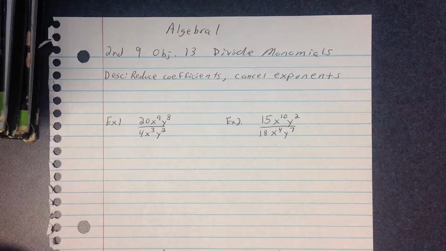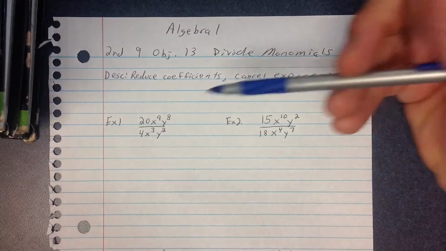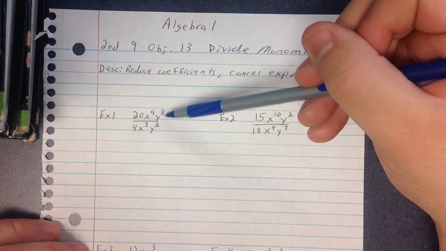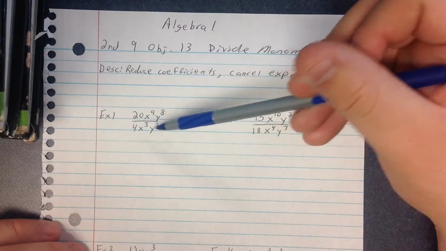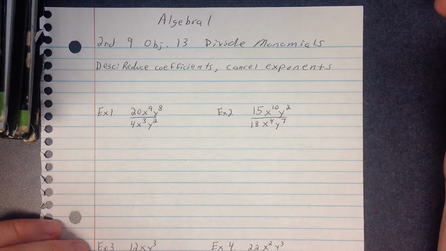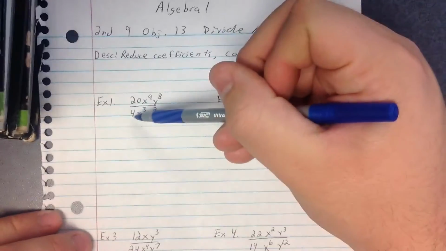Okay, Algebra 1, Objective 13 for the second 9 weeks is dividing monomials. Our description is to reduce coefficients and cancel exponents. So if we look at example 1, 20x to the 9th, y to the 8th, and then 4x to the 3rd, y to the 2nd on bottom. So again, reducing the coefficients. Again, coefficients, I'm talking about my numbers in front of my variables.